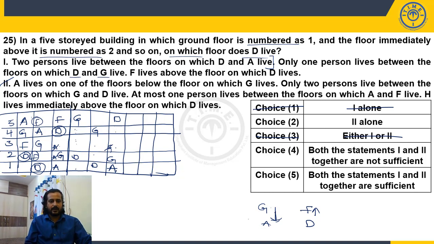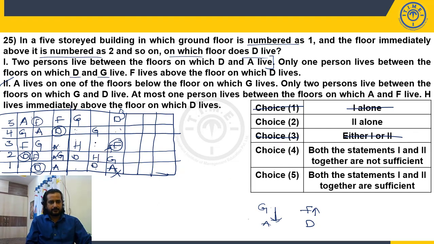In this one, we have A, but one of these two will go to F. Because at most one means a maximum of one person between A and F, it should be F. There is no other alternative. So here, one gap, maximum. H lives immediately above D. So immediately above D, H, it is not possible. Immediately above D, H, yes, possible.